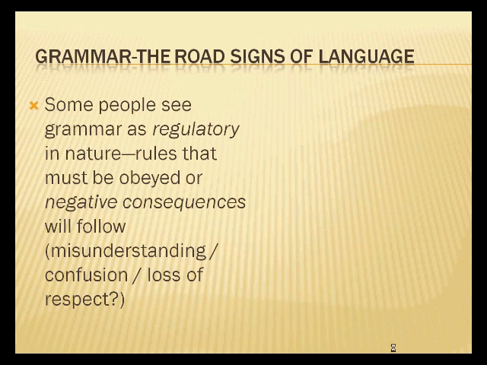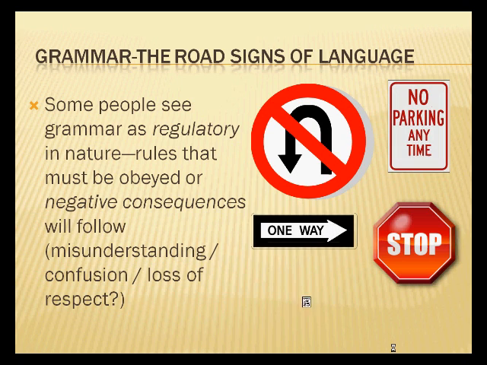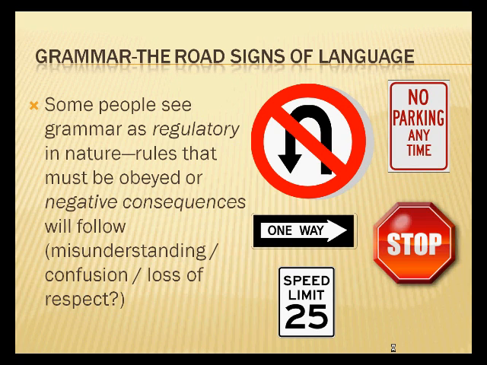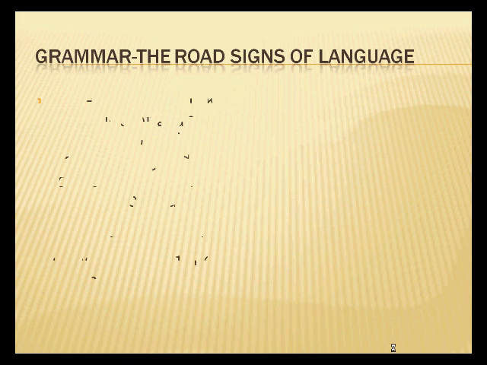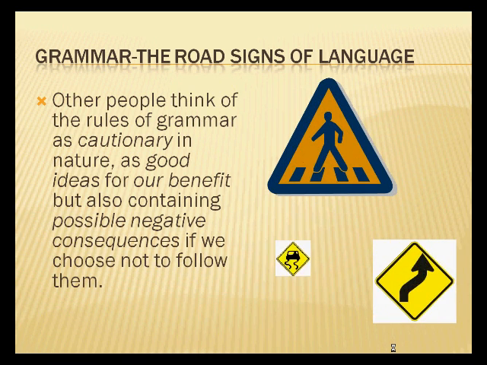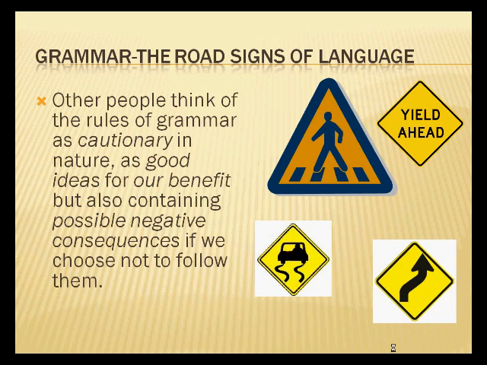Again, some people see grammar as regulatory in nature, much like the signs you see here on the right side of the screen. In other words, rules that must be obeyed, or negative consequences will definitely follow. For example, misunderstanding or confusion, or perhaps even worse, a loss of respect from the person who's listening to you, thinking that you don't speak good English. But other people think of the rules of grammar as cautionary in nature, perhaps warning us, a strong suggestion perhaps, and certainly good ideas for our benefit. But of course they could also contain possible negative consequences if we choose not to follow them.